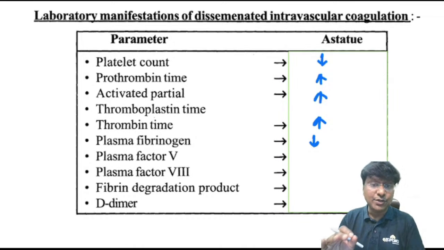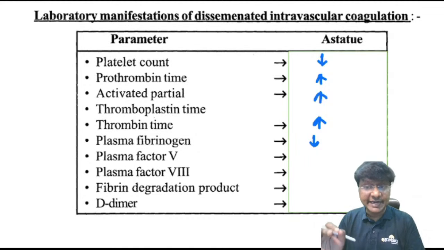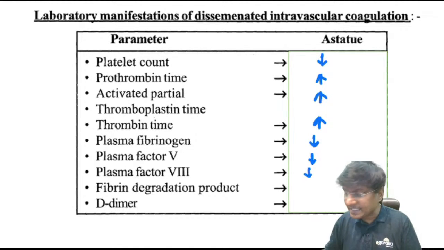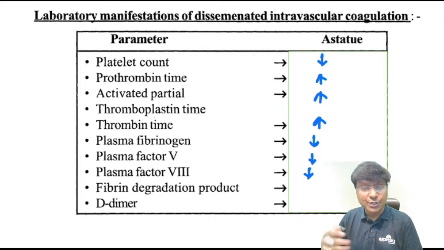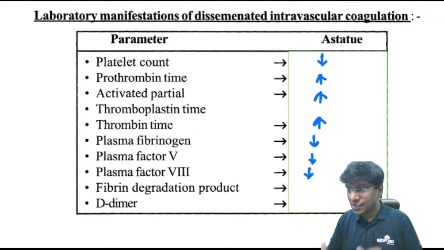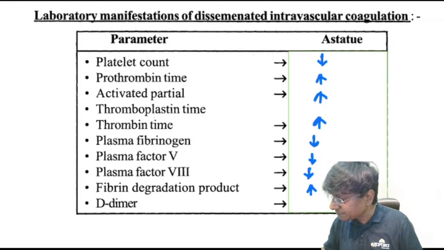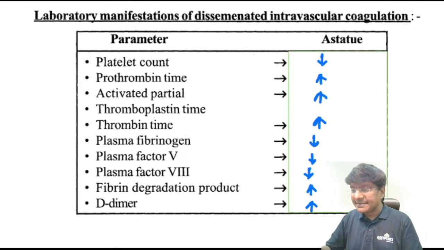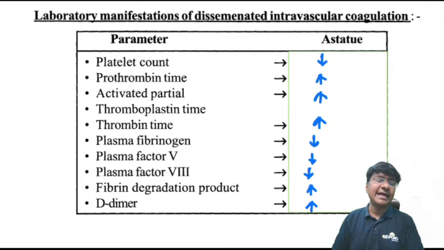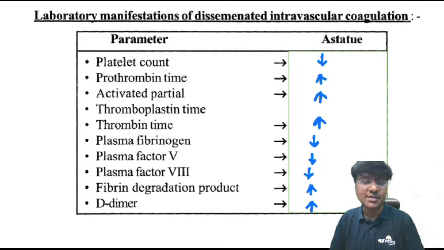Then what will happen to plasma factor 5 as well as factor 7? Both are reduced because all the coagulation factors are utilized for the formation of the clot. And this particular clot will undergo clot lysis, resulting in fibrin degradation product, which is nothing but D-dimer. So your fibrin degradation product as well as D-dimer, both are elevated. So these will be the laboratory manifestations in patients with DIC.